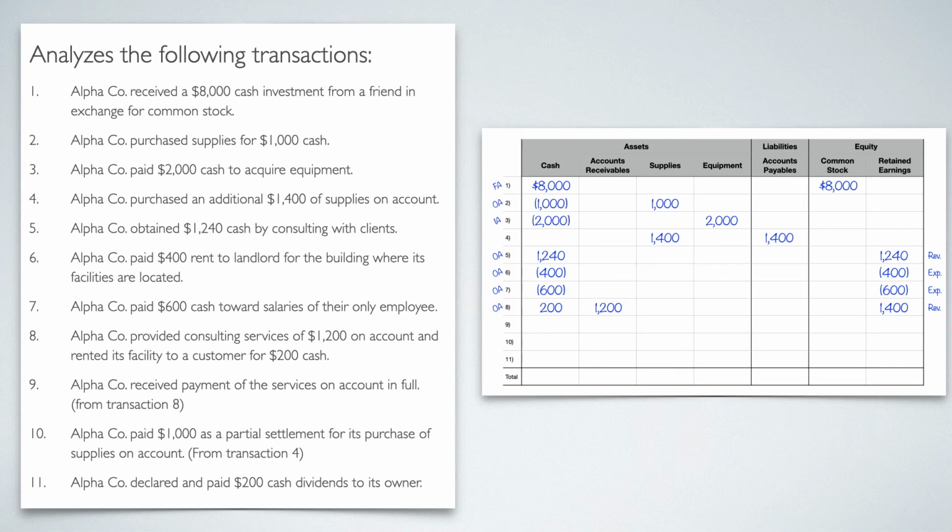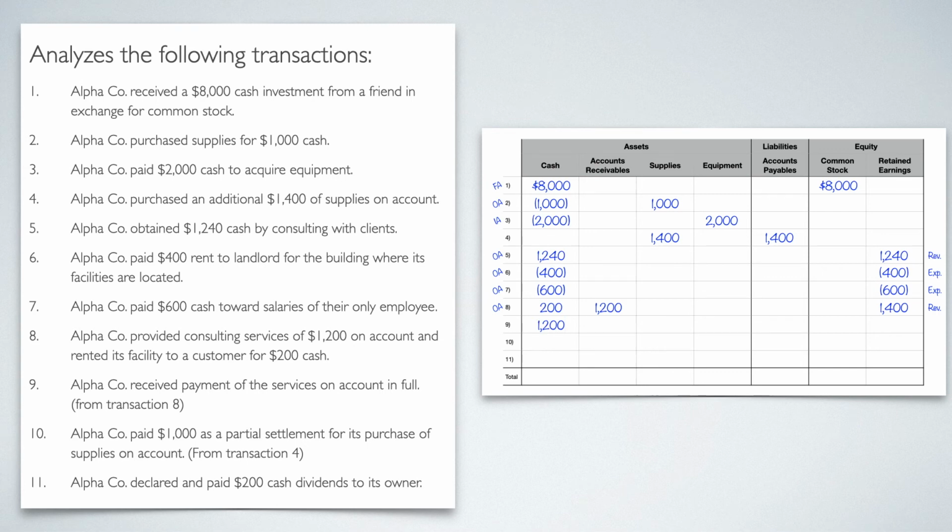Let's look at transaction 9. Alpha Company received payment of the services on account in full from transaction 8. So pretty much what this is saying is that the people that owed us money in transaction 8, they owed us $1,200. We put it on our accounts receivable because we're expected to receive it. They actually paid their bill off. And so we need to recognize that now. So is cash involved? Yes, cash is involved because that's how they pay off their bill. So what is the cash doing? Our cash is going up, and it's going up by $1,200 because that's what their bill was for.